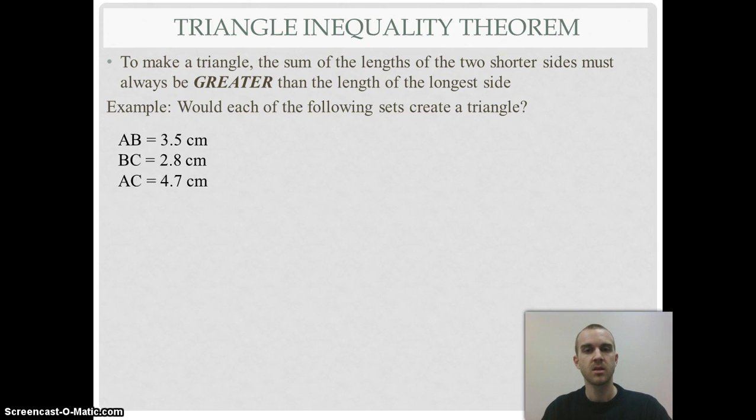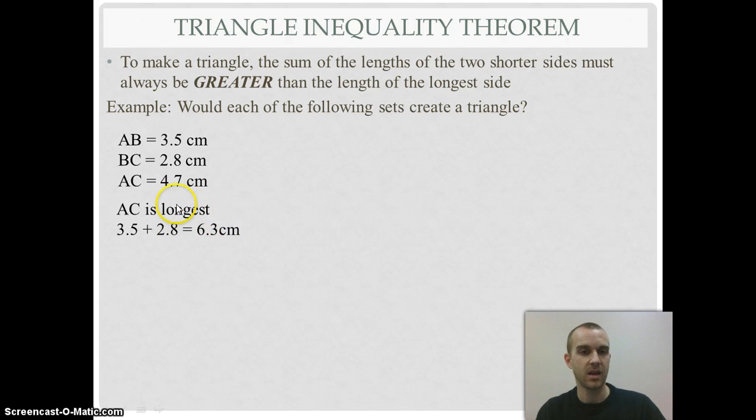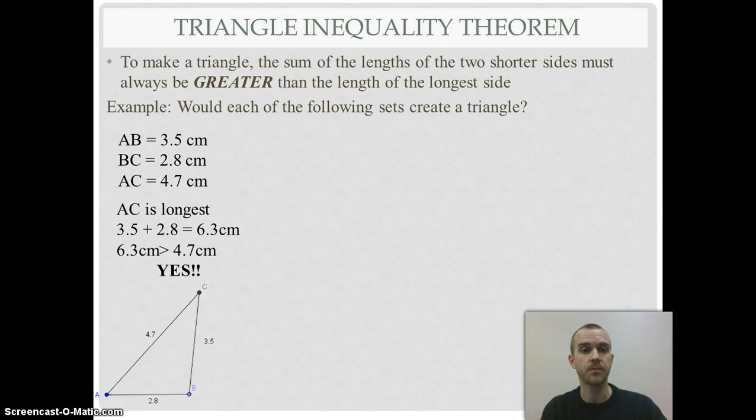So if I have the values 3.5, 2 8/10, and 4 7/10 centimeters for my three sides, I'd want to ask, what are my two shortest sides? In this case, it's AB and BC. So that means AC is my longest. If I add 3.5 and 2 8/10, I get 6 3/10 centimeters. Now I'm going to compare that to my longest side and say, yes, that is greater. Since that's greater, I know I can make a triangle, and this is what the triangle would look like.